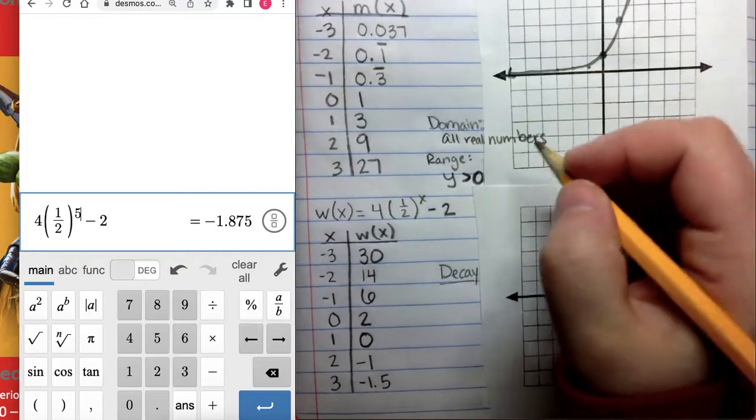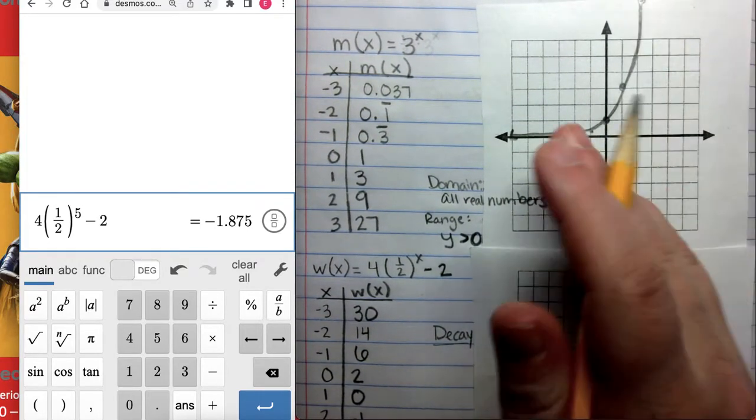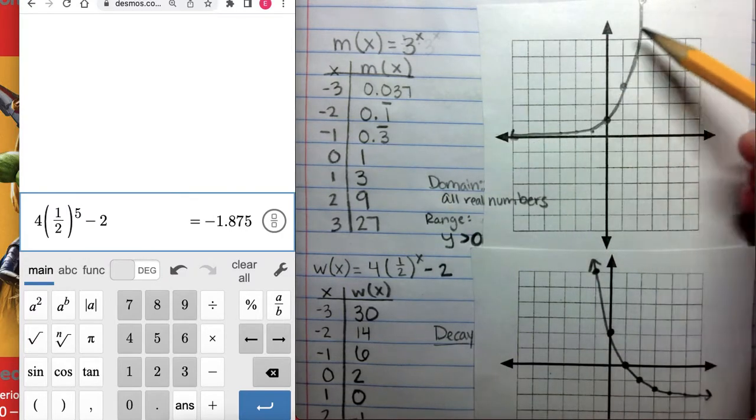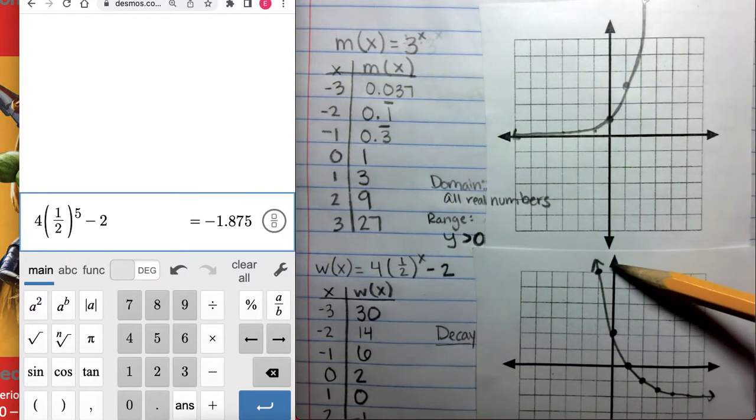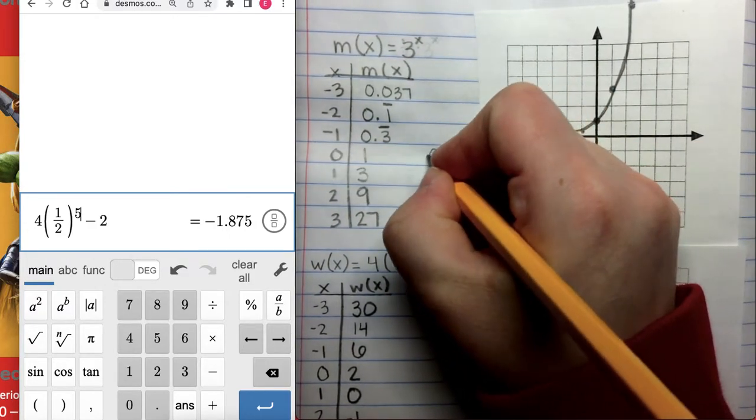The other one was a growth. I should have written that there. Sorry. So this one's a growth because it keeps going up, up, up. As we go left to right, it's going to grow. It gets bigger. This one's a decay because as it goes left to right, it gets smaller. So this one is a growth.